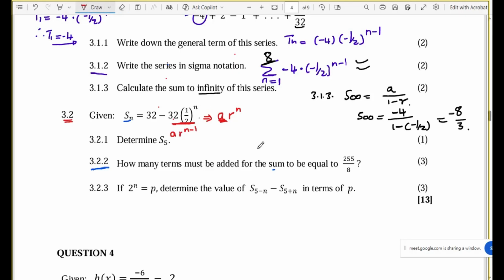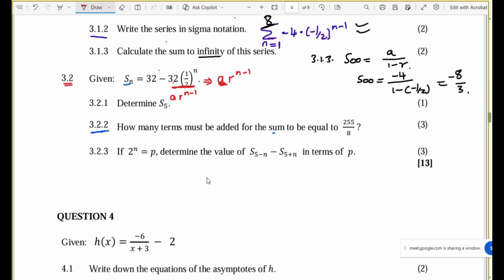You understand? So what I'm trying to say is that I'll take this sequence here. I'll take the 32 into 1 over 2 to the power n. I need to see if I can write this in the form of A R to the power n minus 1. Let's try and see if we can write that in that form. Then we'll definitely know the value of A.